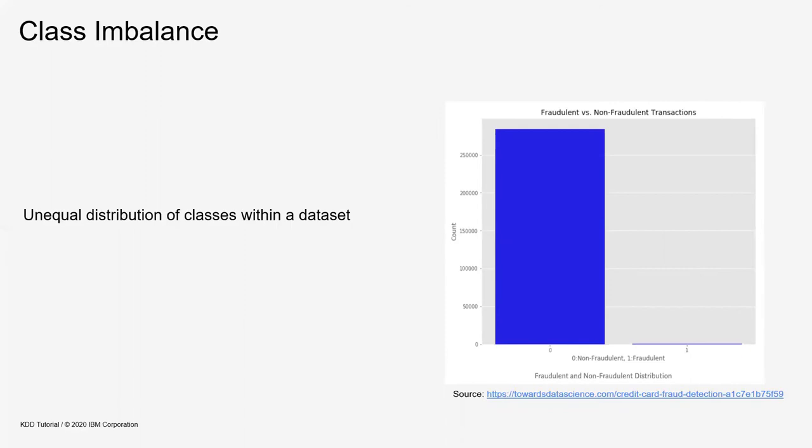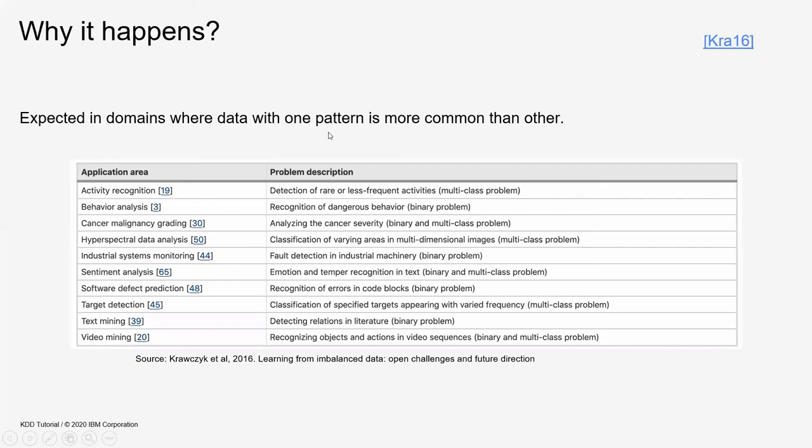Let's look at some other examples where data with one pattern is more common than other. For example, activity recognition or behavior analysis, like recognition of a dangerous behavior, or healthcare problems in the healthcare space, where you are trying to analyze the severity of a cancer, or fault detection in industrial machinery, and so on.